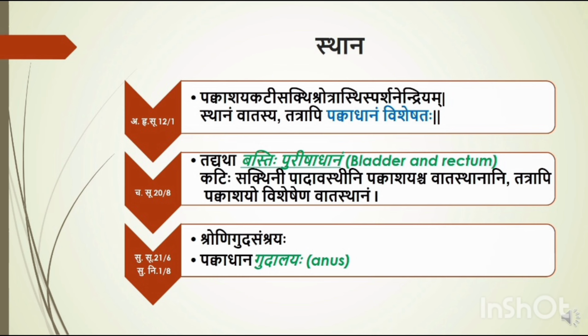So the sthanas of Vata Dosha, you can learn by heart the shloka of Ashtanga Hridaya, and you can remember the sthanas mentioned by other acharyas as well. According to Charaka, he has included Basti and Purishadhana with the other sthanas, and according to Sushruta, he has included Gudalaya also. So you can remember these sthanas of Vata Dosha.